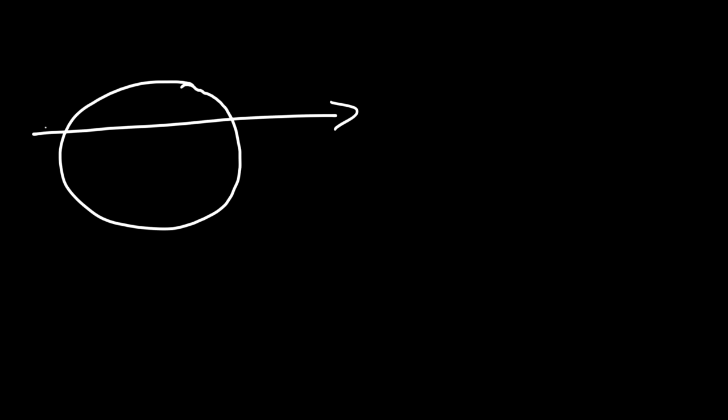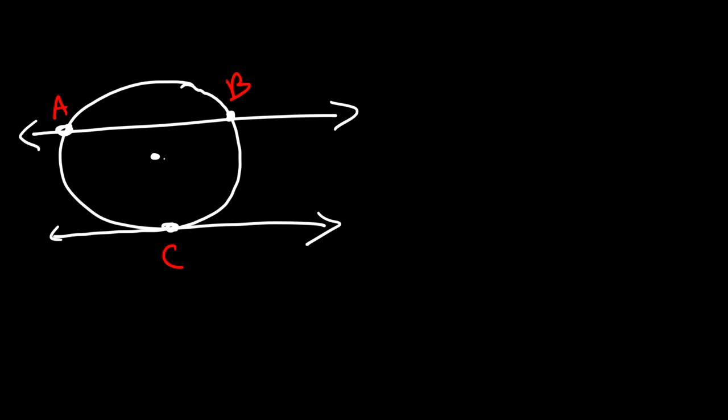Now let's talk about tangent lines and secant lines. A secant line intercepts the circle at two points, so in this case, at point A and point B. A tangent line touches the circle at exactly one point, and I just missed that circle, so let's do that again. So this would be a tangent line. It touches the circle at point C.